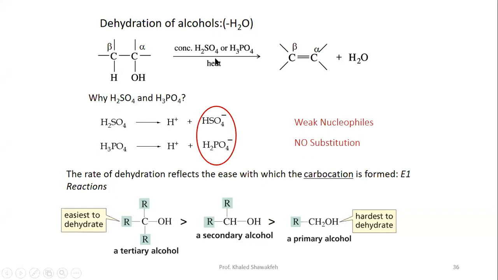But if you use HCl, a substitution reaction may form. So we use H2SO4 and H3PO4 because their conjugate bases are weak nucleophiles, so it will not form a substitution reaction. Accordingly, the alcohol gets protonated and becomes OH2+, so a tertiary carbocation will form. When a tertiary carbocation forms, it means the best alcohol to dehydrate is tertiary. So the rate of dehydration reflects the ease of carbocation formation.